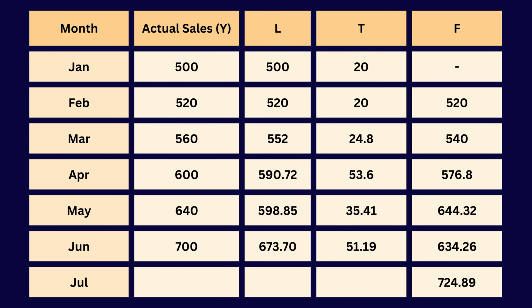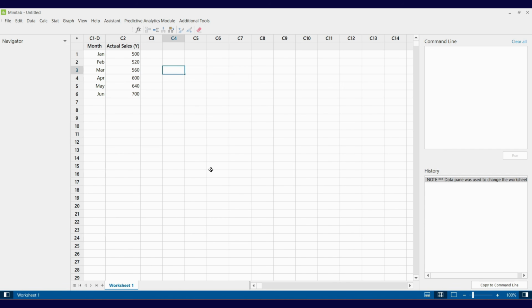I'm not going to show you all the steps to calculate T5, L5, T6 and L6. I'm just going to put the numbers here. So what you have to do is calculate those numbers, the forecasting value also, and check whether you got this value or not. Let's calculate the forecasting value for month July using Minitab.